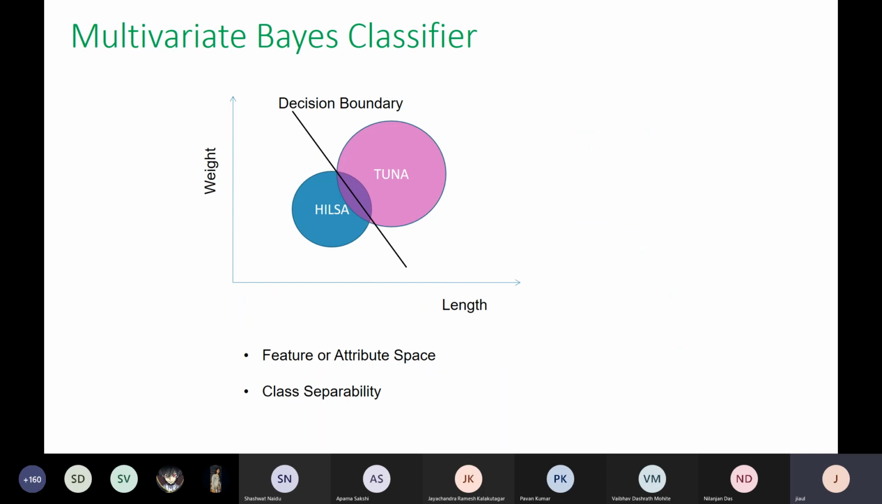So, quickly, a few pictures about the decision boundary and so on. For example, I have two features in this case, weight and length. One class is hilsa and the other class is tuna. I'm just showing here the decision boundary, which will give you the minimum amount of error. Okay, and the decision boundary reflects the class separability.